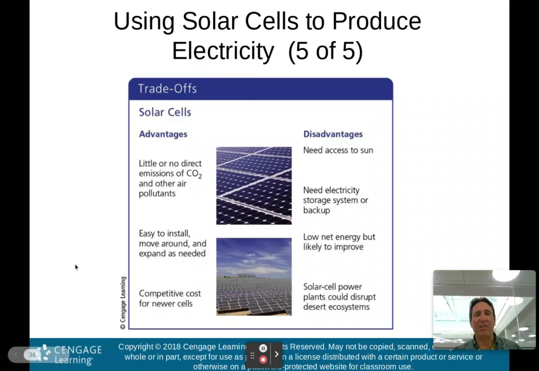So solar cells, advantages, disadvantages. All right, advantages: little or no direct emissions of carbon dioxide and other air pollutants. It's pretty much clean, easy to install, move around, and expand as needed. And there are competitive costs for newer cells these days. Disadvantages: obviously, you need access to the sun. You need an electricity storage system or a backup. Low net energy, but again, likely to improve as technology advances make the solar cells cheaper. And solar cell power plants could again disrupt the desert ecosystems. So that's something we would just have to watch out for.